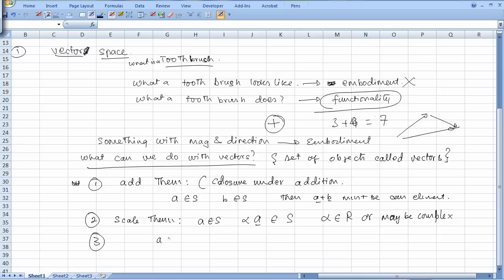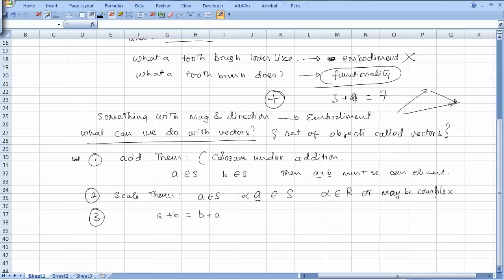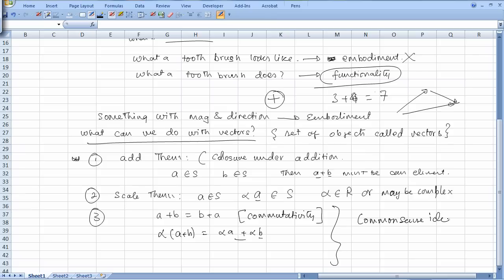So when I add them, I should be able to do A plus B equal to B plus A. This is commutativity. Order of addition should not matter. Okay, and alpha times (A plus B) equal to alpha A plus alpha B. All of this is common sense. If you don't have them, you will get some strange behavior.